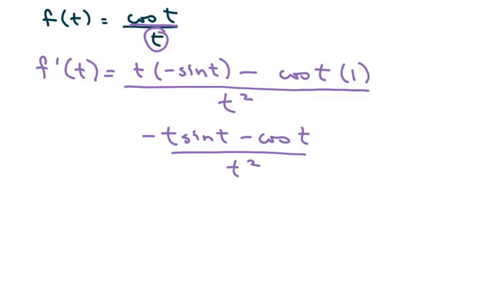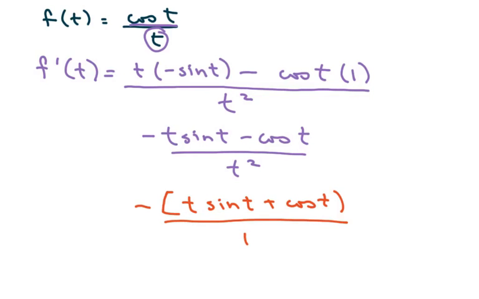To make this look a little nicer, let's pull out the negative and write t sine of t plus cosine of t all over t squared.